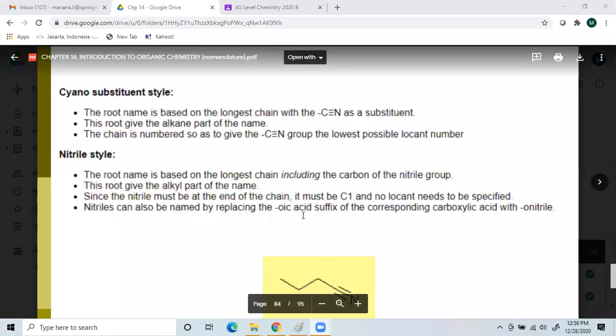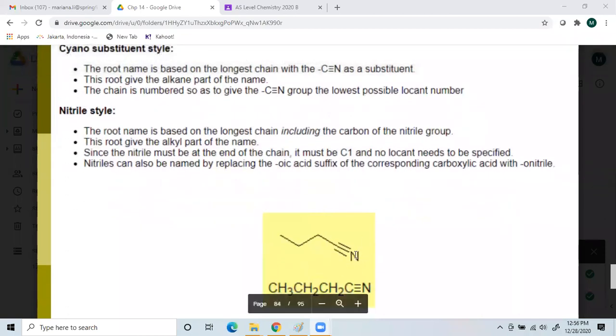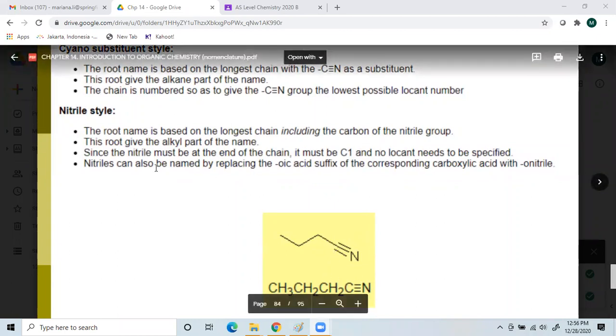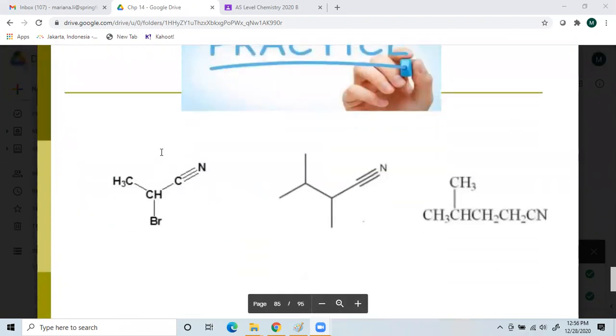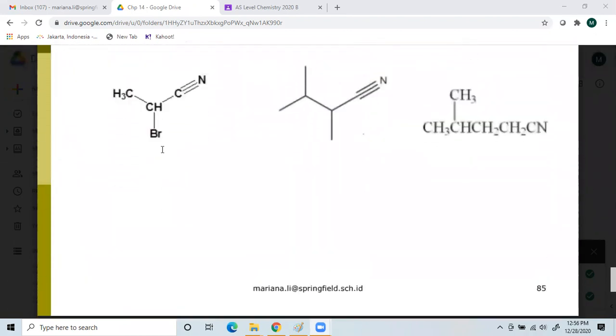So once again, if it is a cyano substituent style, you should assume that CN is a substituent. But if it is a nitrile style, it is a part of the longest chain. Let's practice this. Pause this video while you are working.